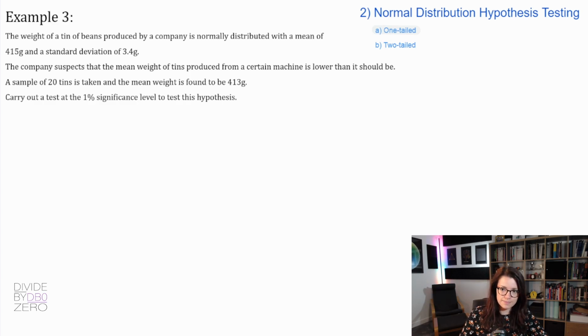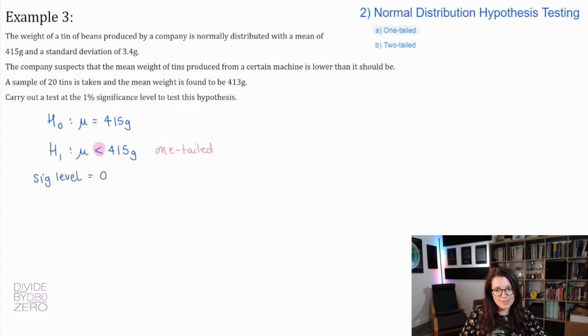With a normal distribution, H0 is going to involve the mean, and in this case, the mean is equal to 415 grams normally. Alternative hypothesis is that the mean weight produced by a certain machine is lower than it should be, so less than 415 grams. Again, this is a one-tailed test, so the significance level can stay at 1%.